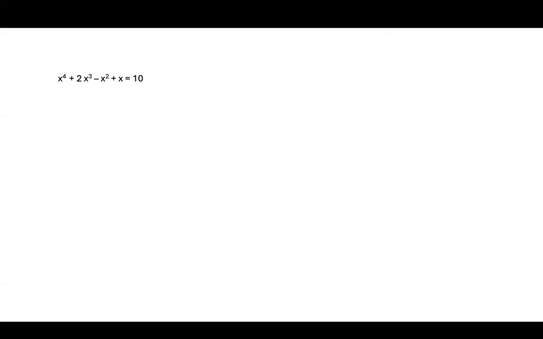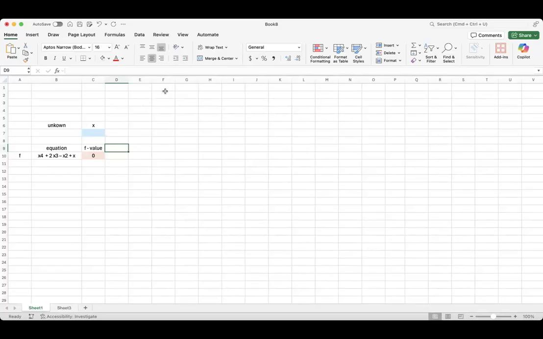Of course, for this type of equation, if you have a very fancy calculator, you may be able to solve it using your calculator. But here we use this as an example to learn how to use Solver in Excel first, and then we will expand it to solve many equations. Here the equation is x to the fourth power plus 2x cubed minus x squared plus x equals 10. I will switch to Excel.